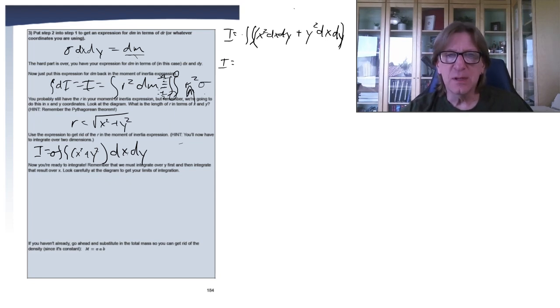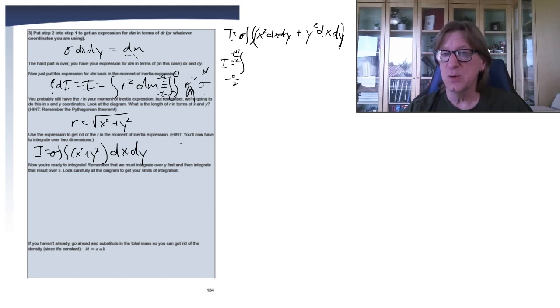So this is equal to sigma, and that comes from this term right here. Okay, so I've just pulled that out. All right, so let's integrate with respect to y. So I'm still going to have from minus a over 2 to plus a over 2. Now I'm going to integrate x squared dx dy with respect to y.